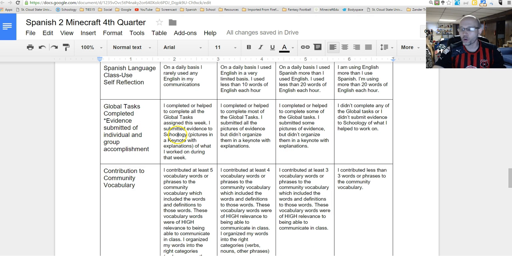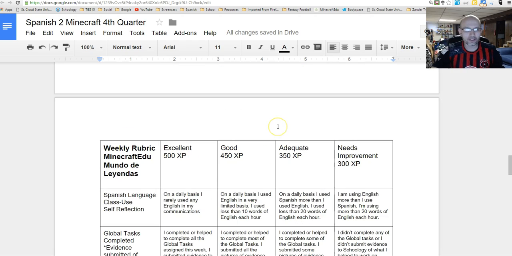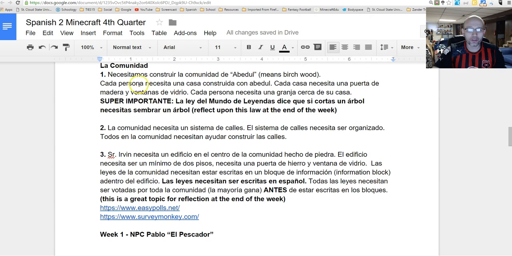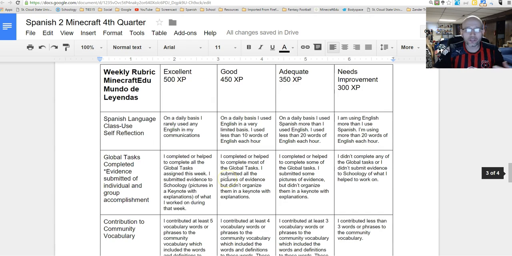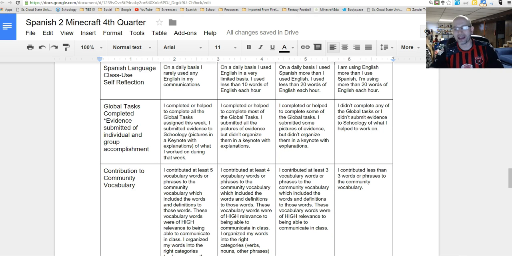The next thing is these global tasks. I'm going to give you some stuff to work on. So it's not just a free-for-all. Sometimes these tasks are going to be individual tasks, and some of them are going to be group tasks. And so, for example, for this first week, there are 3 tasks here. All of the global tasks are written in Spanish. You must figure out, what am I asking you to do? And then go ahead and do each of those things. And then reflect upon you having done those things.